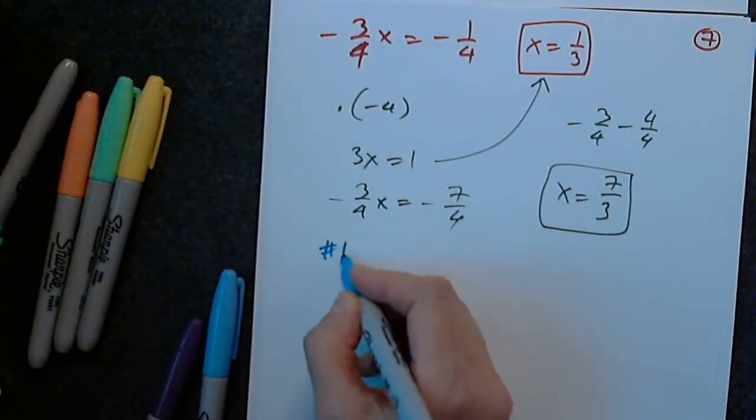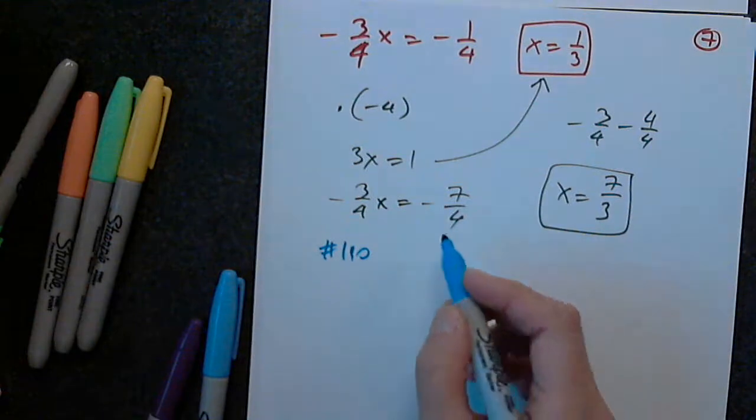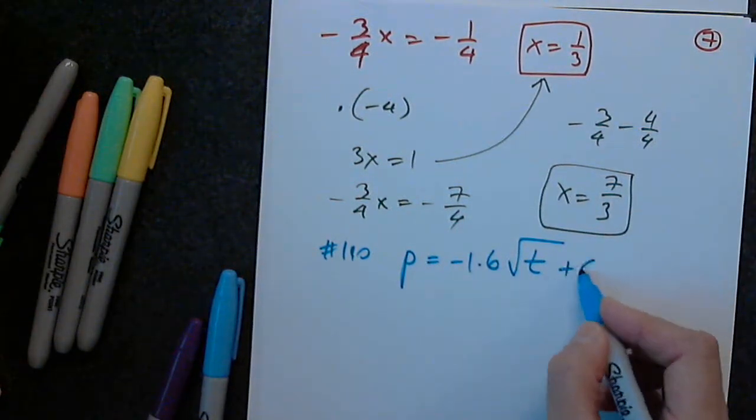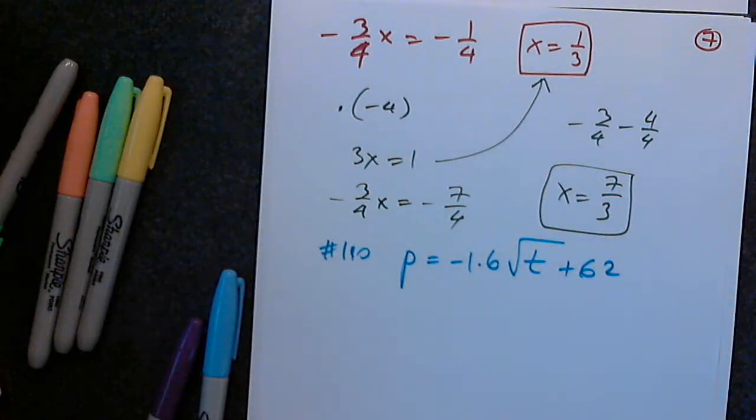So this is problem 110. We're given P equals negative 1.6 the square root of T plus 62. It models the percentage of jobs in the U.S. labor force P held by. Oh, I'm sorry, I chose 110. I thought that 110 was for men, for women. Let me write the other one.